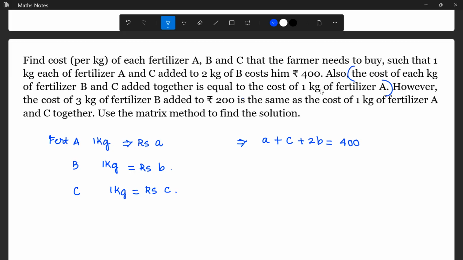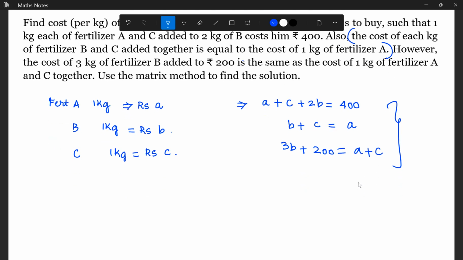The cost of each kg of fertilizer B and C, so B and C added together is equal to the cost of 1 kg of A. There is no constant in this statement, which means B plus C is equal to A. However, the cost of 3 kg of fertilizer B plus 200 is the same as the cost of 1 kg of fertilizer A and C together. We need to refine these equations and use the matrix method to solve this question.